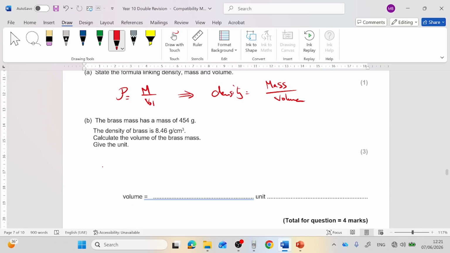For question B, the brass has a mass of 454 grams. If you want to convert it into kilograms, you need to divide this number by 1000. So in this case, it will be 0.454 kilogram, but I think it is not needed. Because can you see the density is in gram per cubic centimeter? So this means that you should keep the mass in gram, okay? And the density of the brass is just 8.46 gram per cubic centimeter.